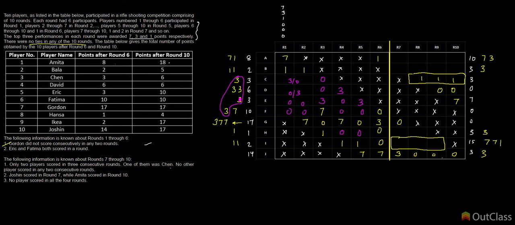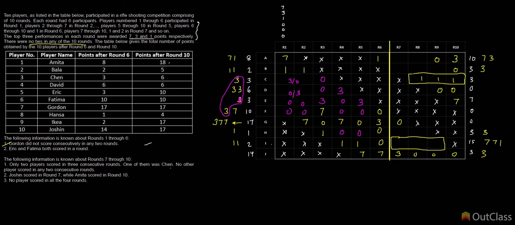It is given that Amita scored in round 10. Round 10 Amita cannot be a 7. It can only be a 3. And that means this is a 0. And this is also 0 because no consecutive except for Chen and IKEA.